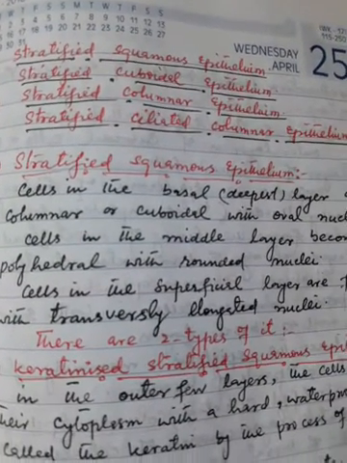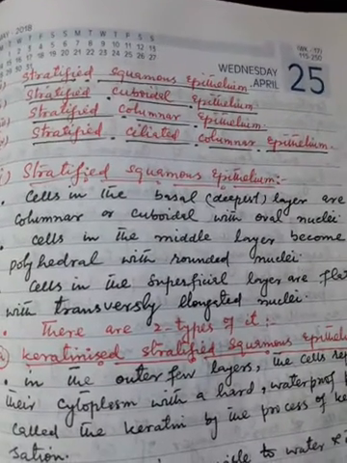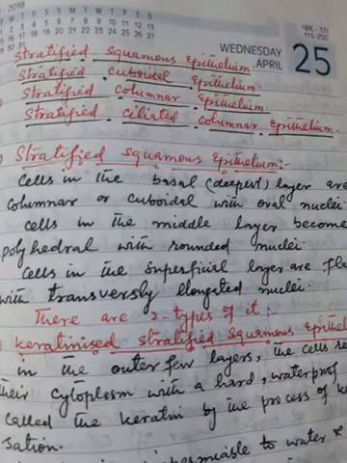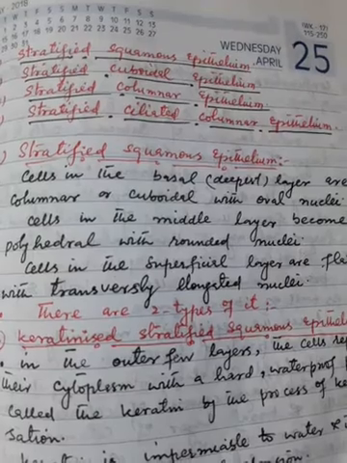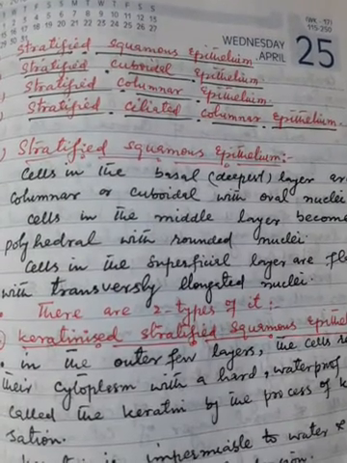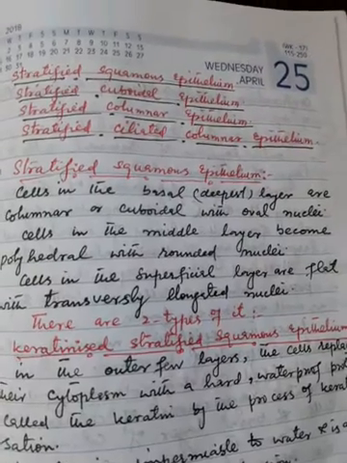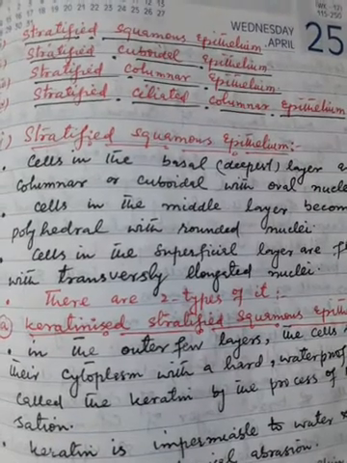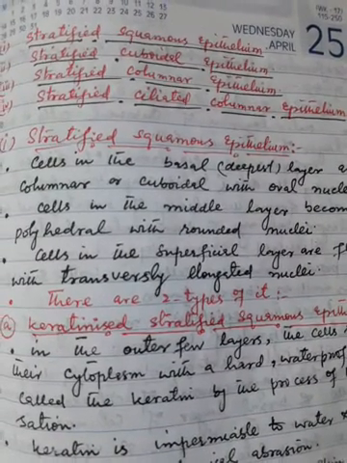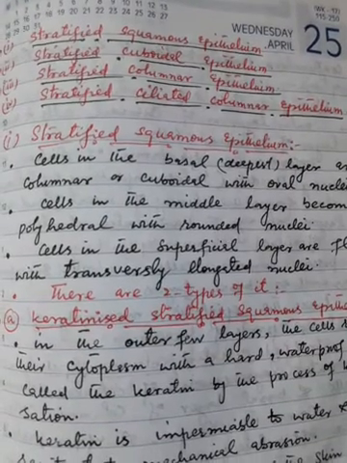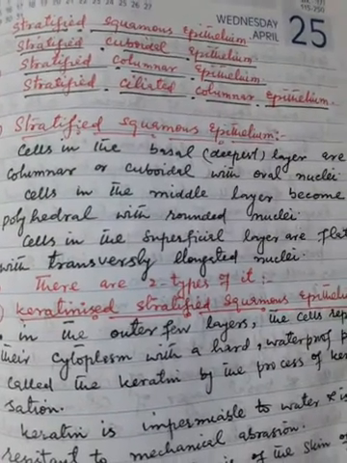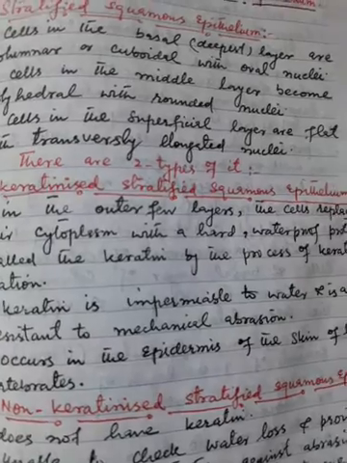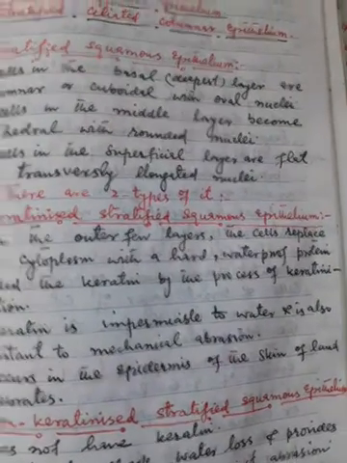Cells in the basal, that is the deepest layer, are columnar or cuboidal with oval nuclei. Cells in the middle layer become polyhedral with rounded nuclei. Cells in the superficial layer are flat with transversely elongated nuclei. There are two types of stratified squamous epithelium. Number one, keratinized stratified squamous epithelium, and number two, non-keratinized stratified squamous epithelium.